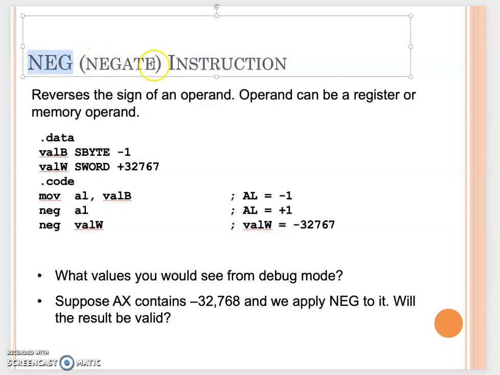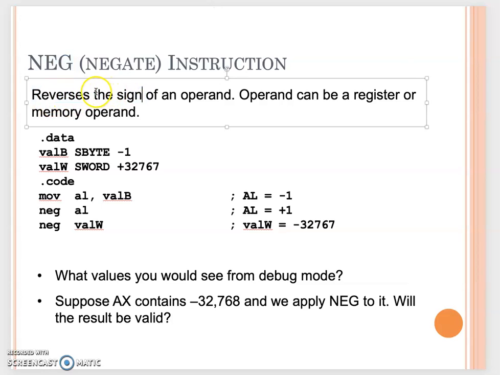So that's the negative instruction. The neg actually will reverse your sign from the operand. They only reverse the most significant bit from the operand. So that's why you can know the neg only works on one operand. Just like increment and decrement, the operand can be a register or a memory operand. Then we see the example.